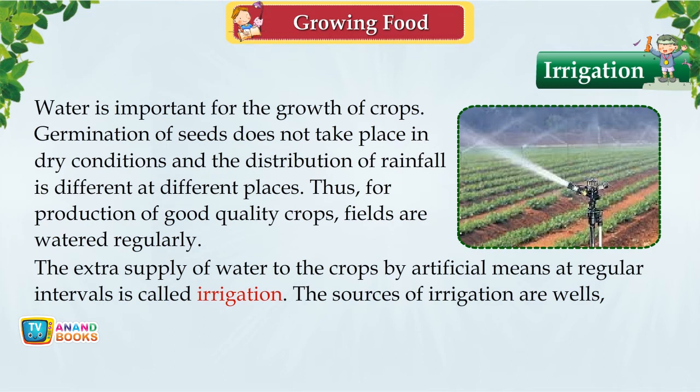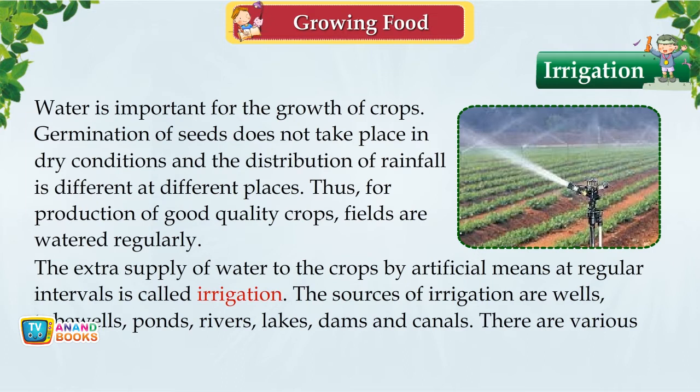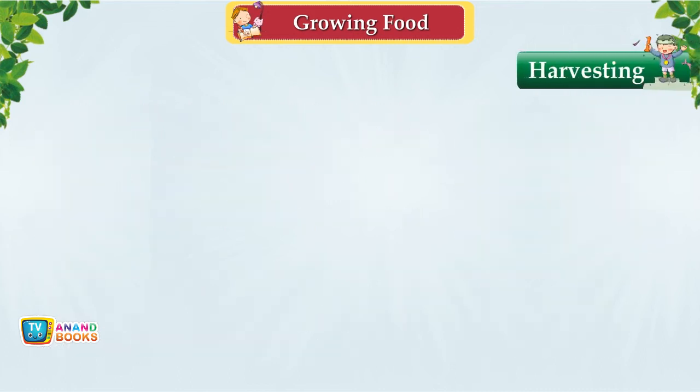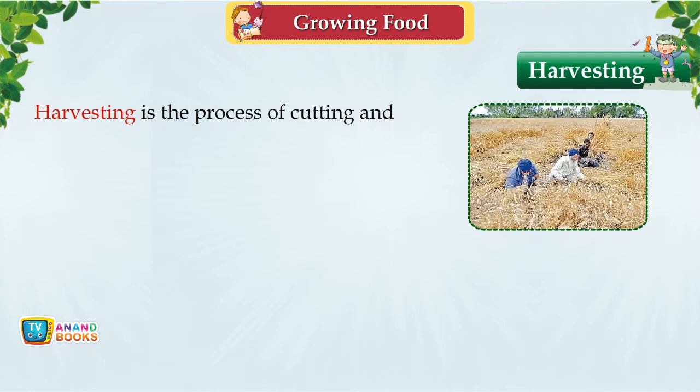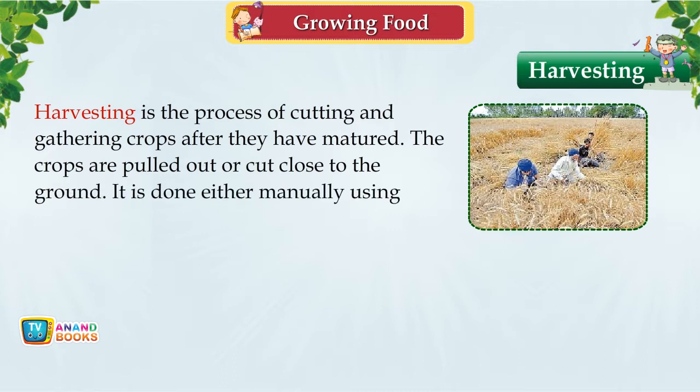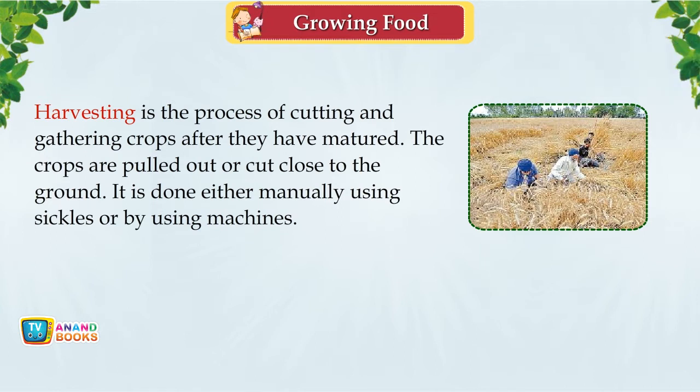The sources of irrigation are wells, tube wells, ponds, rivers, lakes, dams, and canals. There are various methods of irrigation like drip irrigation, sprinkler irrigation, etc. Harvesting. Harvesting is the process of cutting and gathering crops after they have matured. The crops are pulled out or cut close to the ground. It is done either manually using sickles or by using machines.